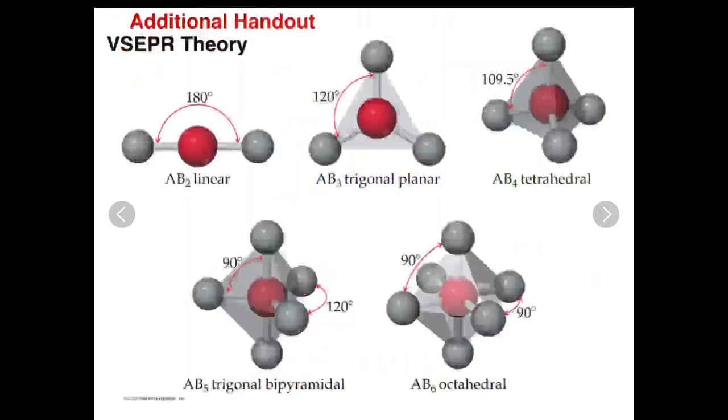So how does it look like, 90 degrees? It looks like this. It has one face, 2, 3, 4, and then one on top and one on the bottom. So that's why we call it octahedral. And each of these bond angles would be 90 degree.